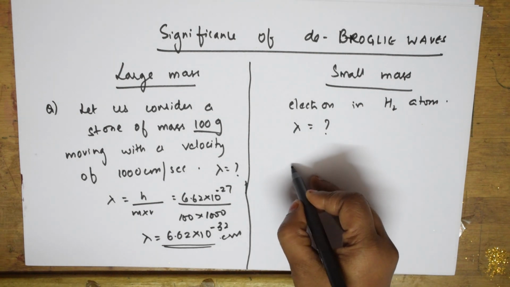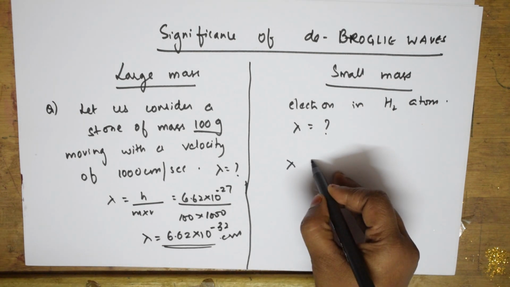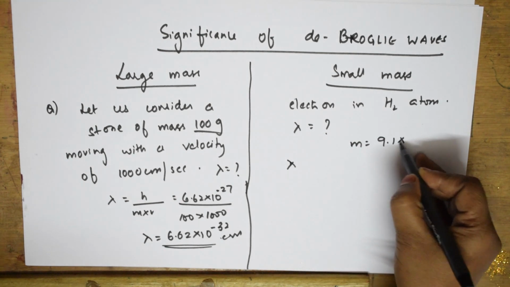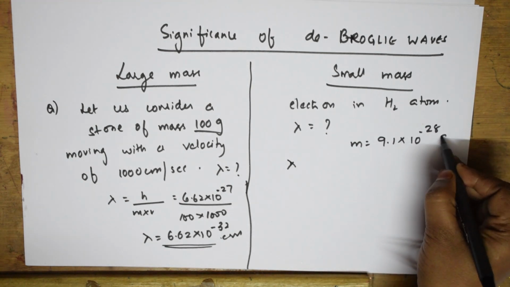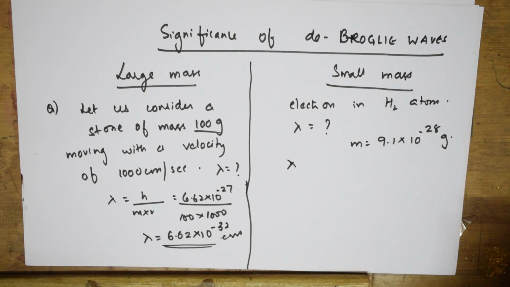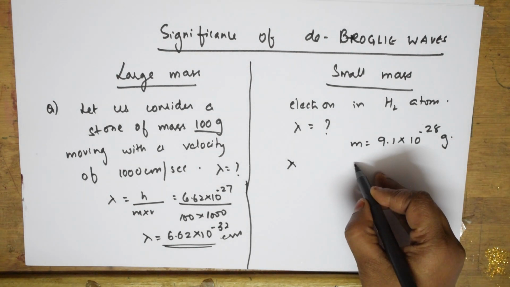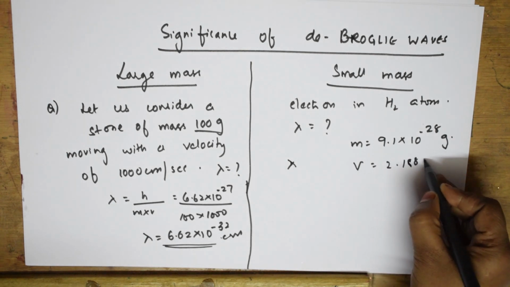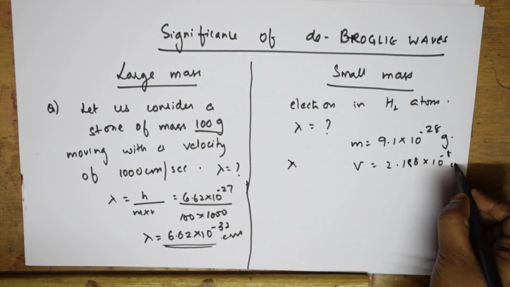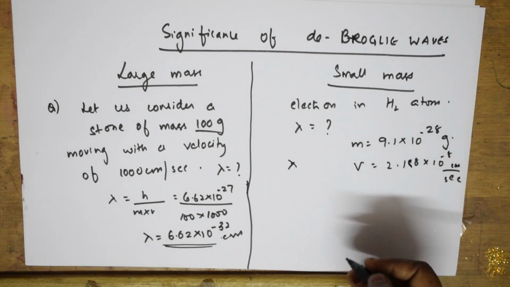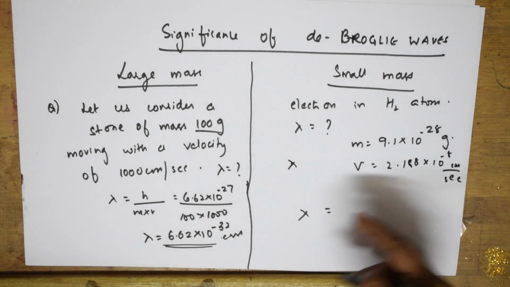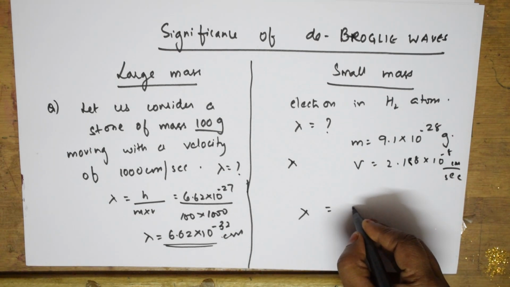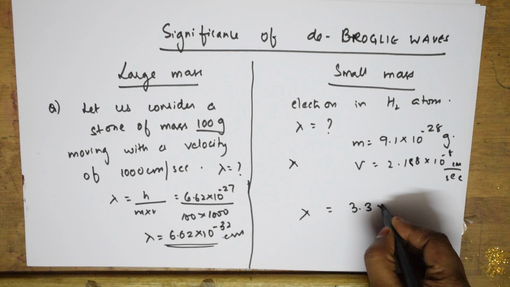Now if I have to calculate here in this case for the electron, first let us write what is the mass of the electron. It is 9.1 into 10 to the power of minus 28 grams. Right, so here the velocity is 2.18 into 10 to the power of minus 8 centimeter per second. Lambda, if I calculate with h divided by m into v, I get an answer of 3.3 into 10 to the power of minus 8.